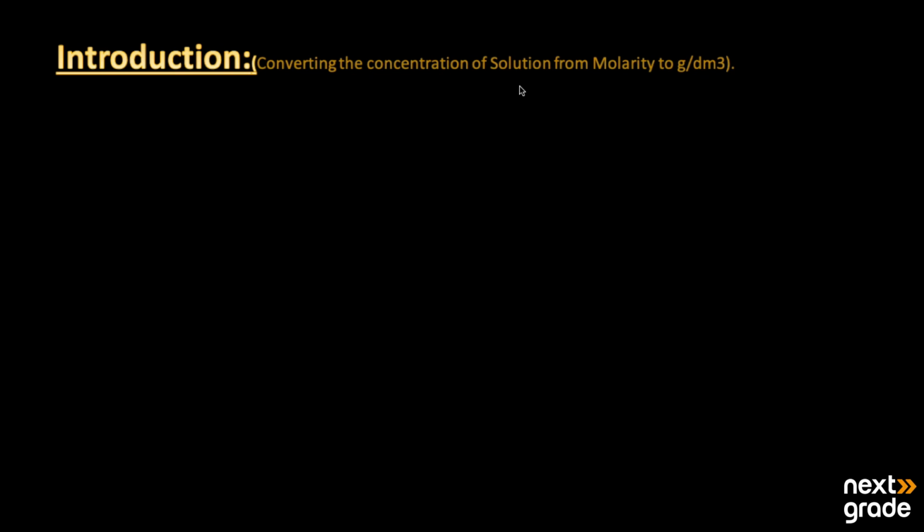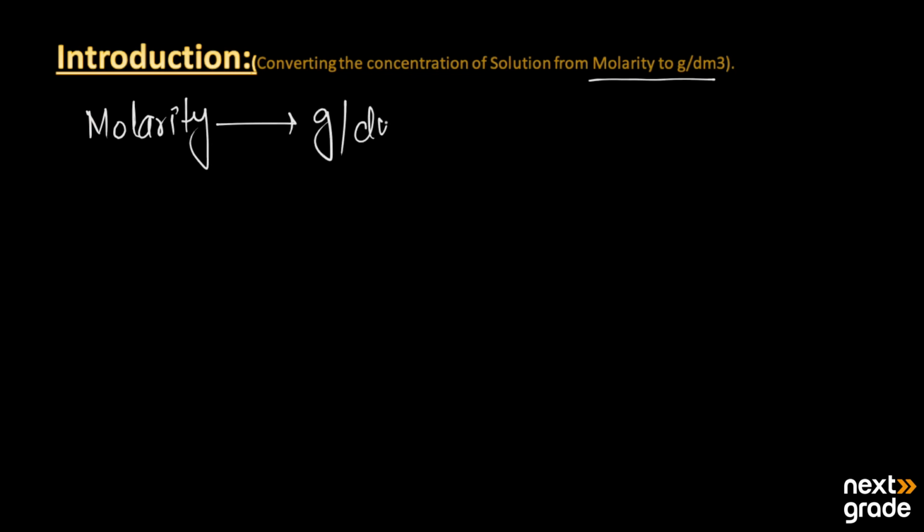Today, we are going to discuss the conversion of the concentration of the solution from molarity to gram per dm cube. In the previous lesson, we have already learned how we can find the molarity, but in this section, we will convert the molarity of the solution into gram per dm cube. For this, we need to know the formulas that we will use for all these conversions.